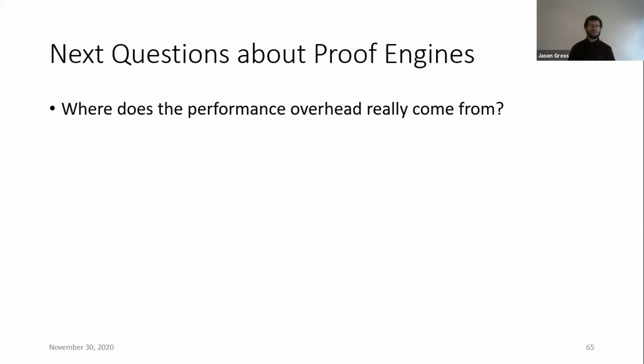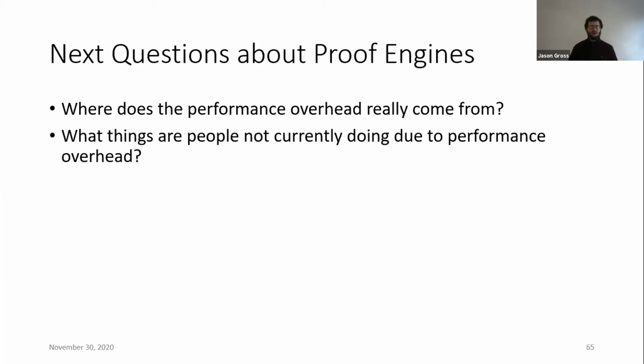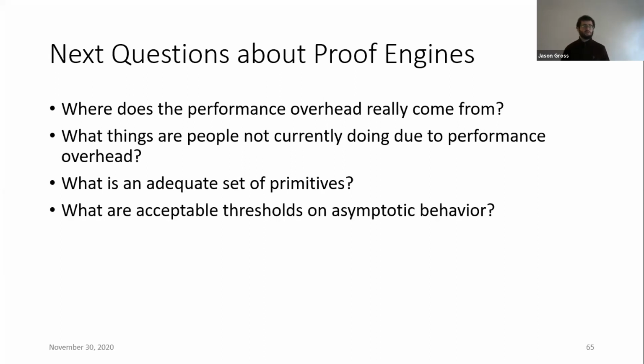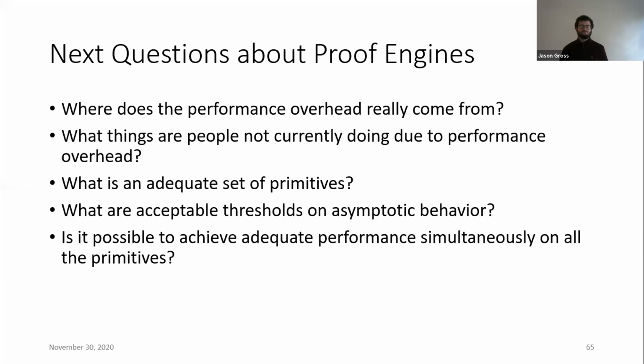And in my dissertation, I've sketched out where most of the performance overhead in my projects comes from. I think it's important to ask what things are people currently not doing at all because the performance overhead is too big. And then we can ask, what is an adequate set of primitives for a proof engine to enable people to do everything that they want to do? And what are the acceptable thresholds on asymptotic behavior for these primitives? And then finally, is it possible to achieve adequate performance simultaneously on all of these primitives? Or does achieving adequate performance on one primitive mandate using data structures that are incompatible with adequate performance on another primitive?